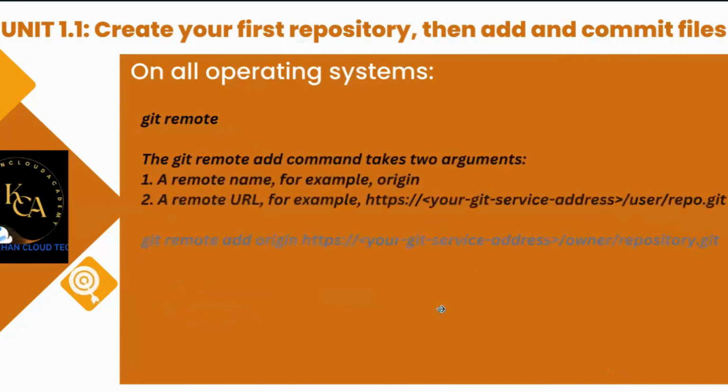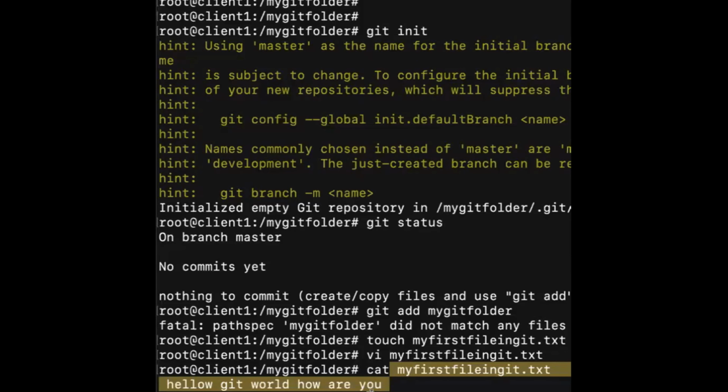Second thing, on all operating systems, is git remote. The git remote add command takes two arguments: a remote name, for example origin, and a remote URL, for example HTTPS, your git service address, and your user and repo.git. Git remote add origin HTTPS, your git service address, your owner and repository address. If you want to try it, otherwise we'll do this task in our next video.